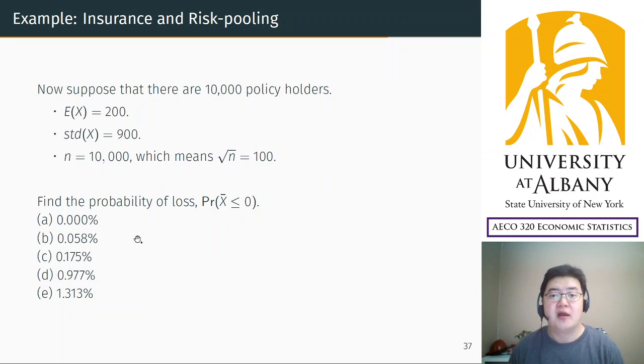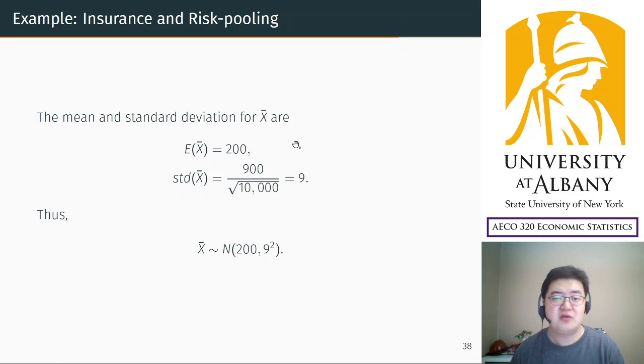Welcome back. We are going to calculate the probability of loss when there are a lot of customers, independent customers. So always the first thing you have to do is to calculate the expectation and standard deviation of the average. To do that, we already calculated the mean and the standard deviation of a single outcome. So it's easy now. The mean is the same.